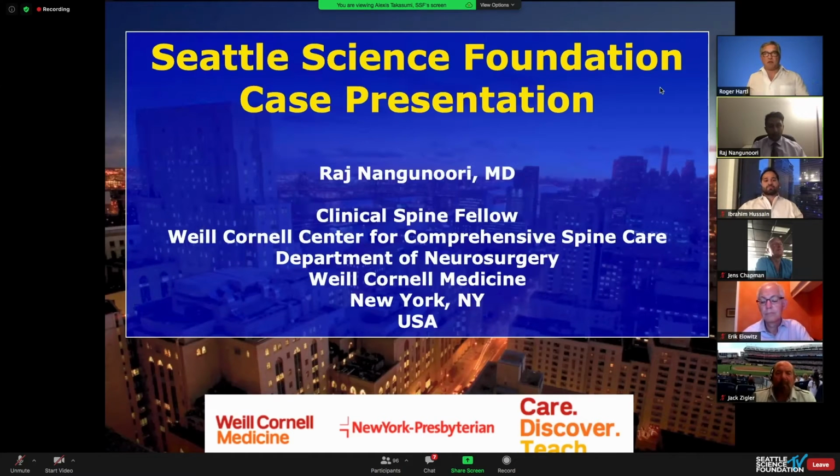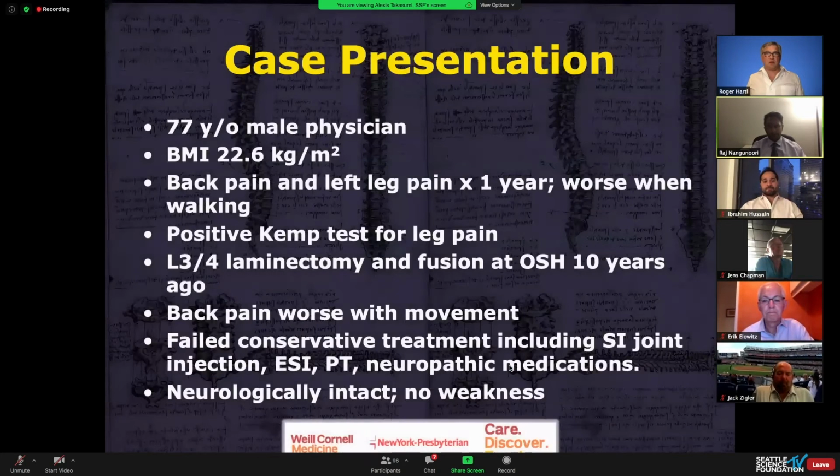Okay, good. So we have a case here of a 77-year-old male physician, chief complaint of back pain and left leg pain for about a year, worse with ambulation. Really couldn't walk. He was pretty severely disabled due to his left leg pain. In addition, in the office, as Dr. Härtl mentioned, we do a pretty thorough physical examination.